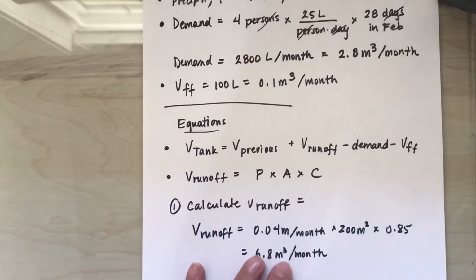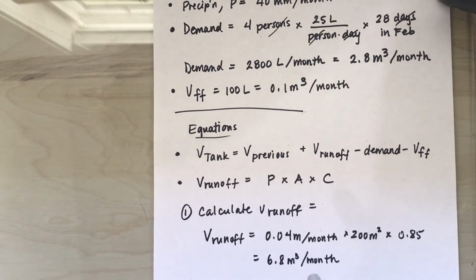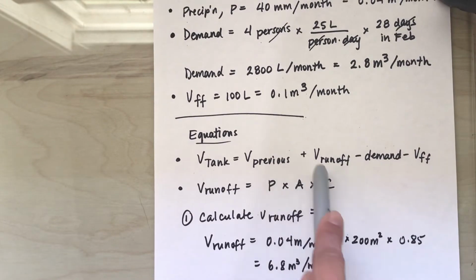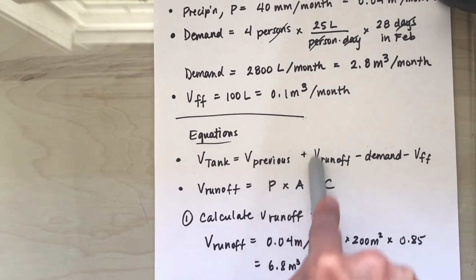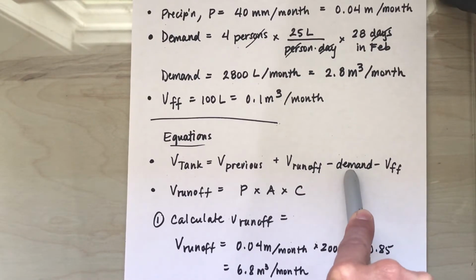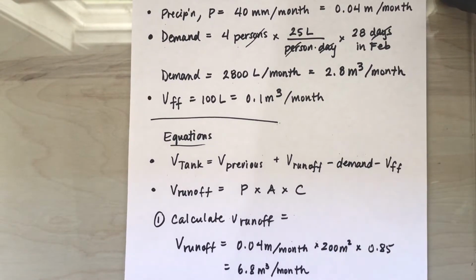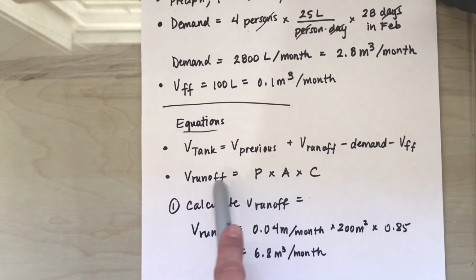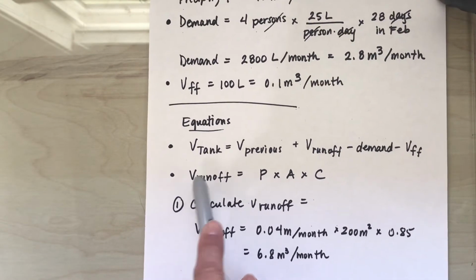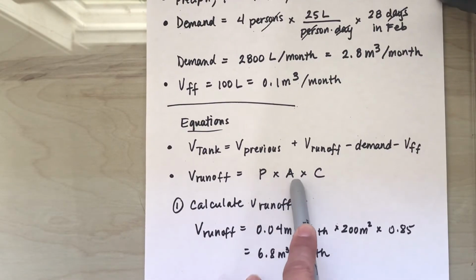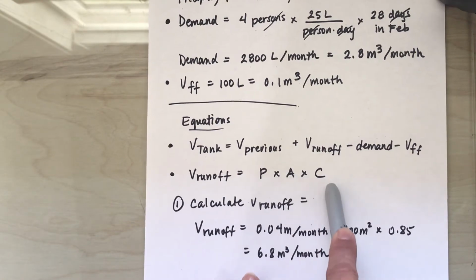All right, the important equations given in our notes are that the volume of the tank is the volume previously to account for from the month before, plus the runoff. These are the inputs, minus the outputs: the demand for toilet flushing in this case, minus the first flush volume. The volume of runoff is given by the second equation here, which is the precipitation in meters, times the area in meters squared, times the runoff coefficient.